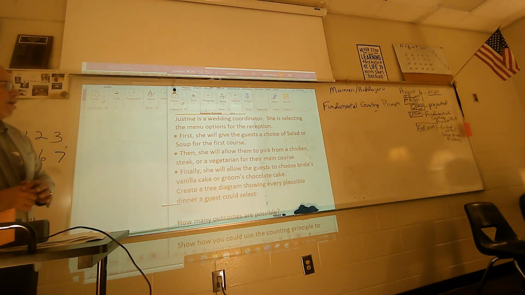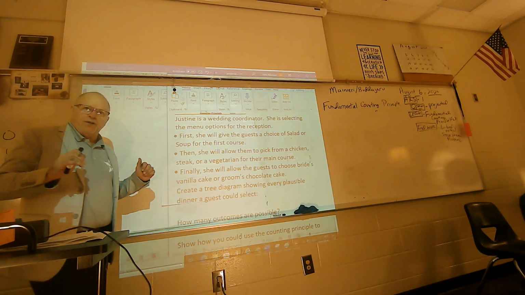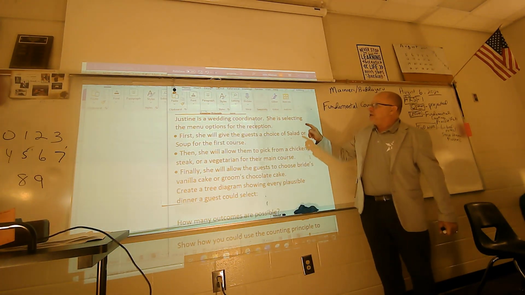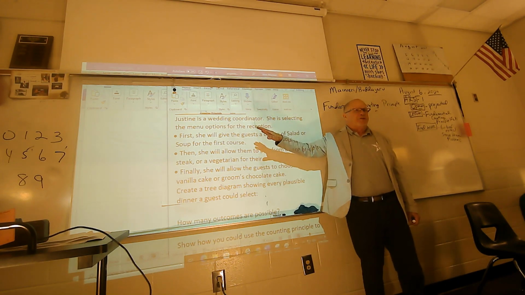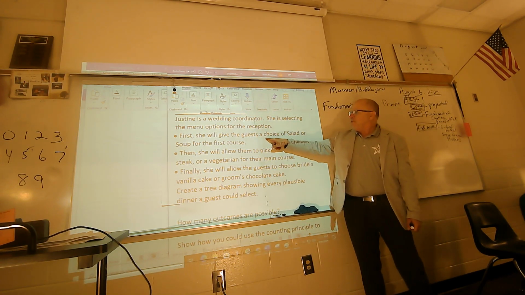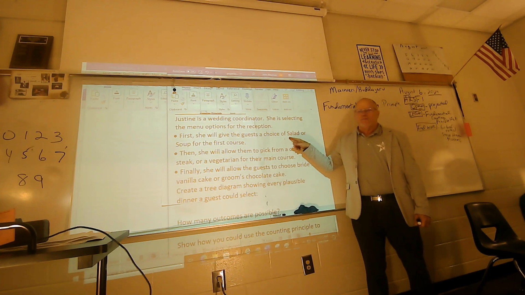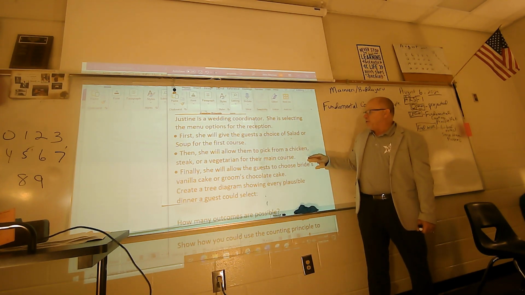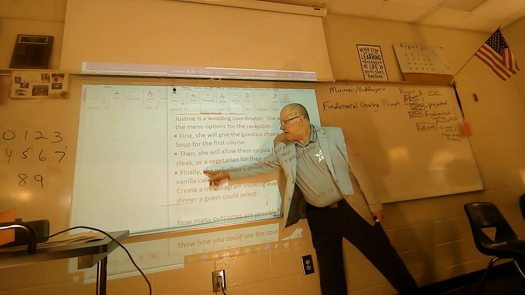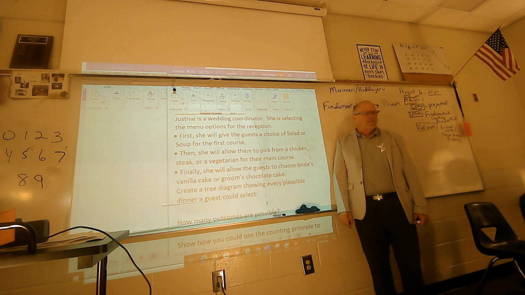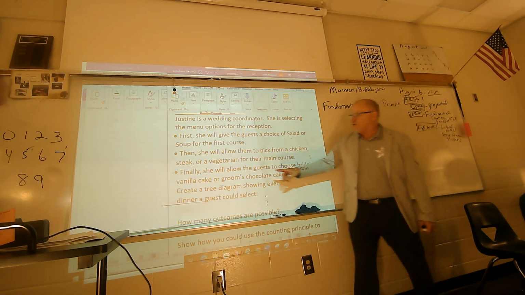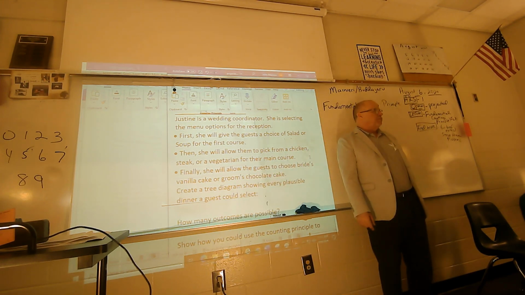All right, so this is the first problem on the guided notes. It says Justin is a wedding coordinator, and she is selecting the menu options for the reception. First, she will give the guests a choice of salad or soup for the first course. Then she will give them a choice of chicken, steak, or vegetarian. And then finally, she will allow guests to choose either vanilla cake or chocolate cake.